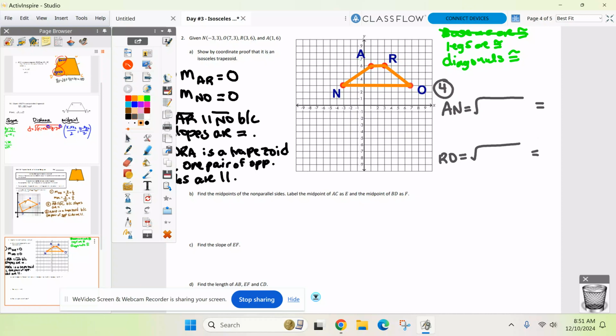So we know it's a trapezoid. Now we're proving an isosceles by showing the legs are equal. Plug it into the formula, then you go right to your calculator and plug it in, and hopefully you get the same value for each.